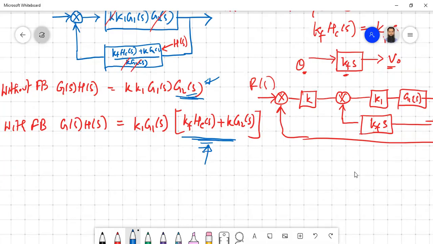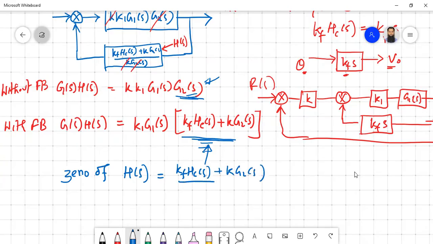And also you have to be careful about what happens to the 0 of H of S. So H of S is nothing but our KFHCS plus KG2S divided by KG2S. So we want to see what happens to the 0. Does this 0 actually go to the closed loop transfer function, or is it just a 0 of H of S, but it doesn't transmit to the closed loop? So this is what we are going to see while we are solving the problem. So try to keep it in mind.